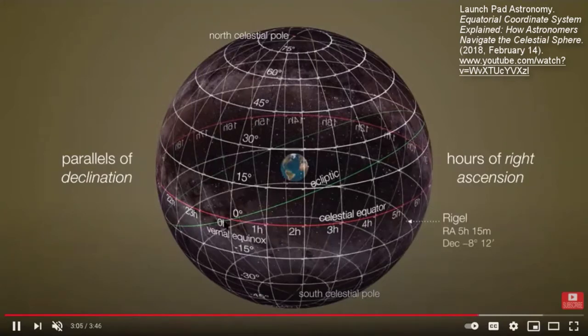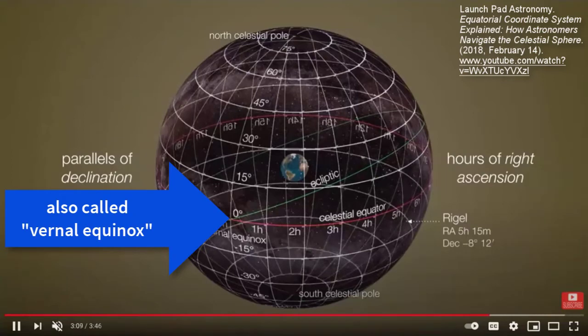0 hours is going to go right through what is called the spring equinox. It's where the celestial equator hits the ecliptic. I will talk about all that. That's at what we call 0 hours.